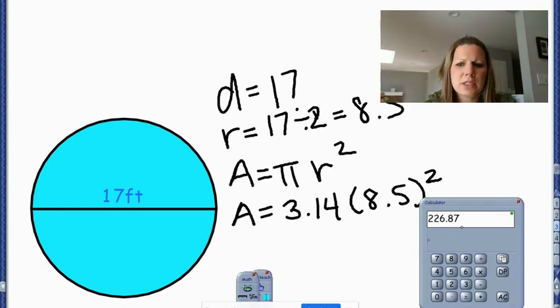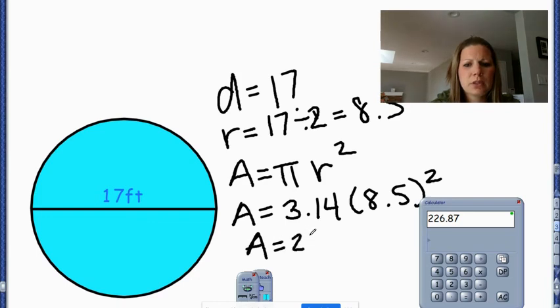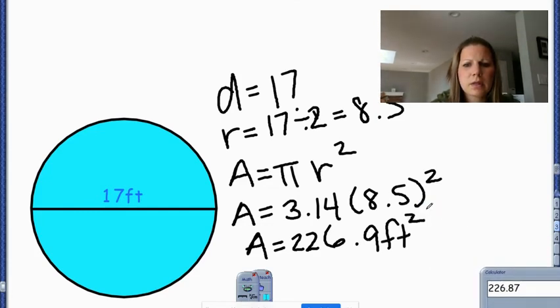So 226.9. My 8 goes up by 1 because my 7 is 5 or greater. So area equals 226.9 feet squared. And that's my final answer.